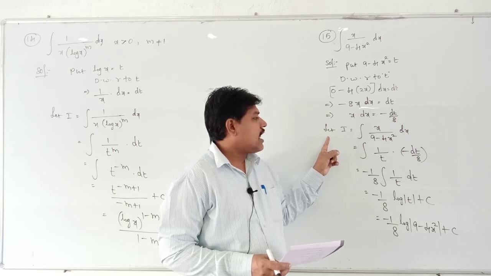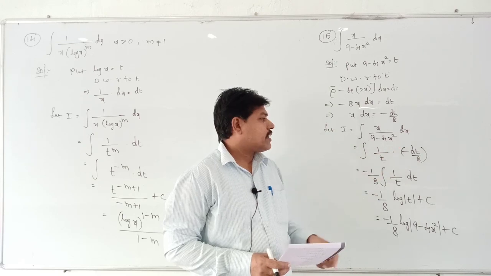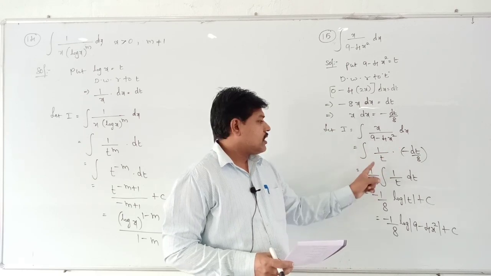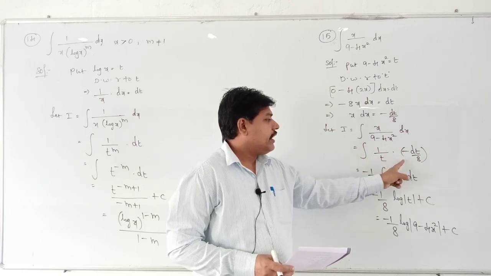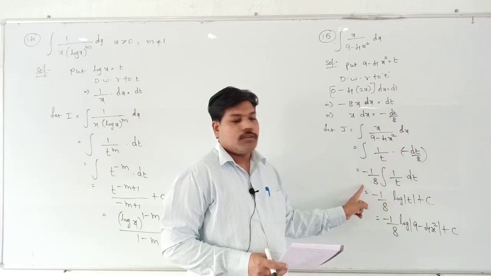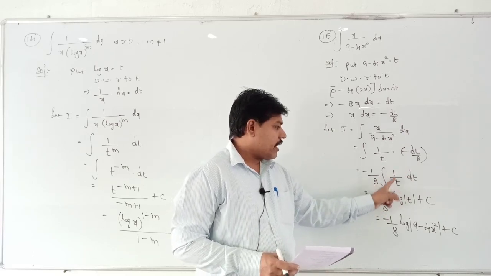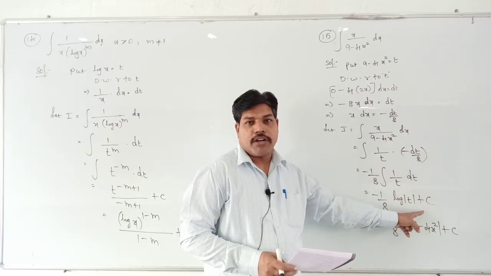So take the given problem. I is equal to the integral of x by 9 minus 4x square into dx. So that is equal to the integral of 1 by t into minus dt by 8. So take this minus 1 by 8 out. Integral of 1 by t into dt. Integral of 1 by t is the log of mod t. What is the t value?